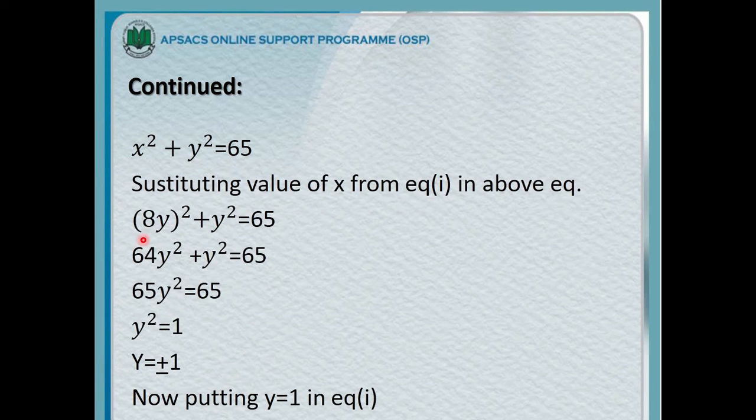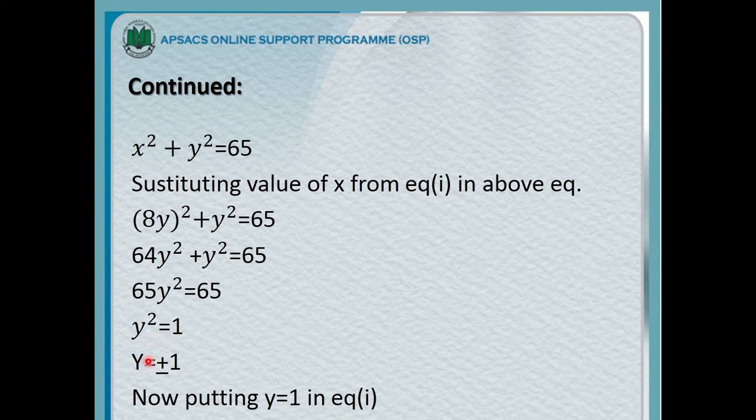Also it is given that the sum of the squares of the number is 65. Therefore x square plus y square is equal to 65. In equation number 1, we have x equals to 8y. So we will substitute the value of x in the above equation. By solving this equation, we get y square is equal to 1.